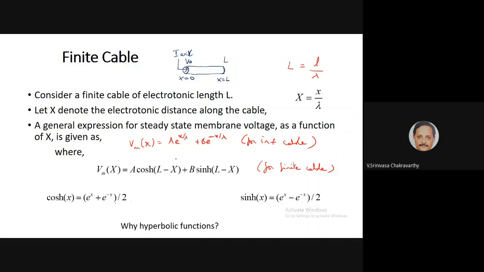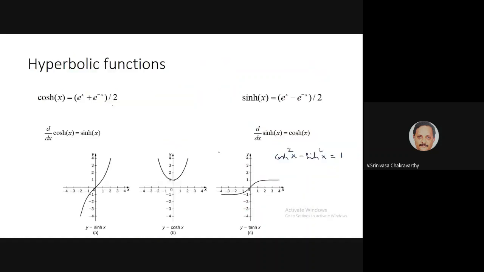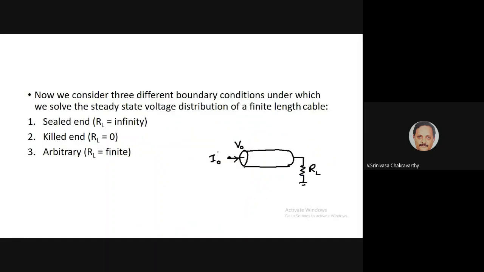Whereas if you take cos h and sin h, which are equivalent in the sense they are also linear sums of e power x and e power minus x, by choosing a function form like this, cos h of L minus x and sin h of L minus x, at x equal to L, right, at the far end of the cable, I can make sin h go to 0, right? So the math works out to be slightly simpler if you use this kind of expression instead of the original e power x by lambda and e power minus x by lambda. So let us look at finite cables, and we'll look at three kinds of finite cables. The first two are special cases. The third one is the most general.